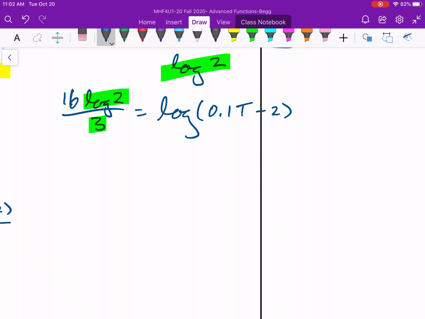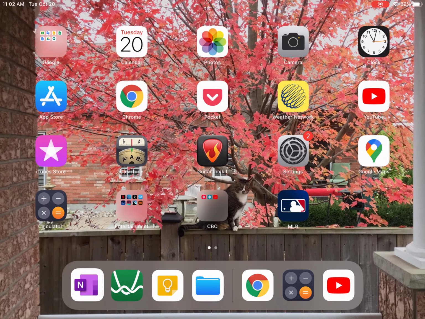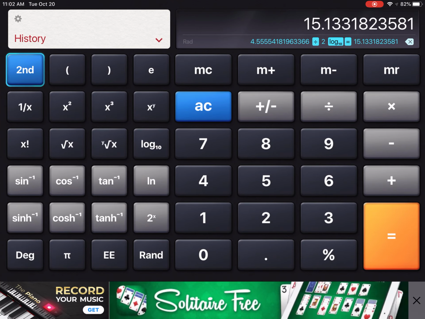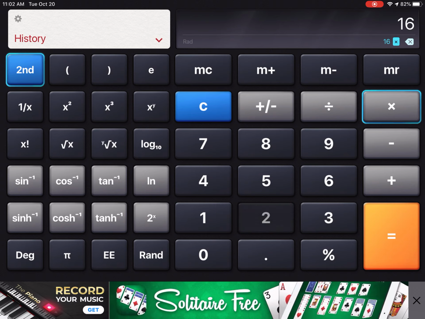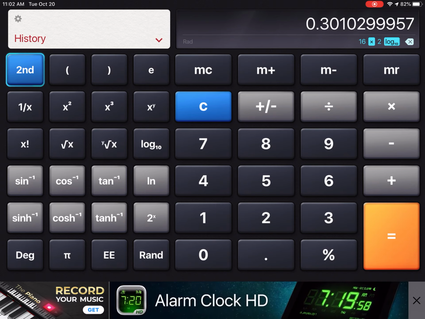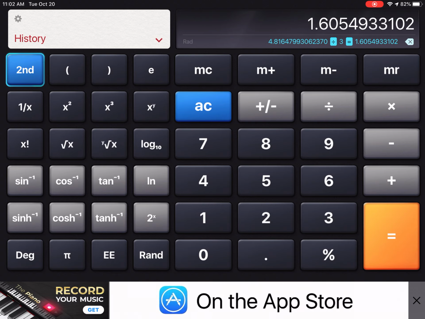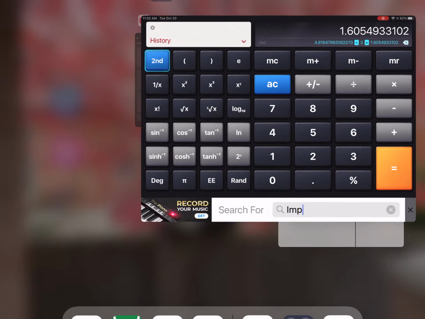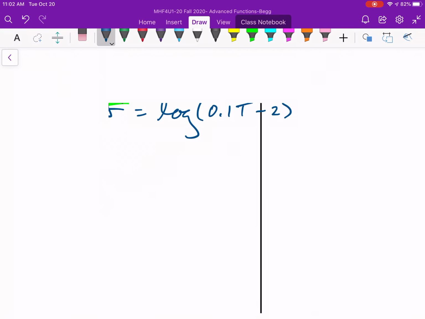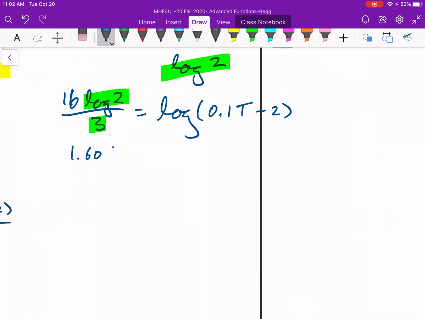I could leave it as a fraction for now if I wanted to, but I think that would get confusing. So let's actually type that in. 16 times log 2 divided by 3, 1.6055, let's call it. Okay, so we've simplified a bit, but we still have to keep going.